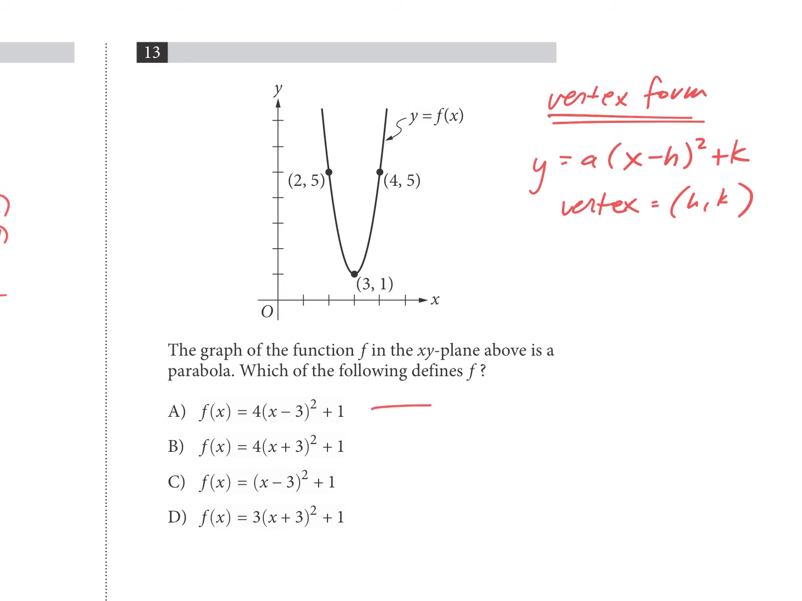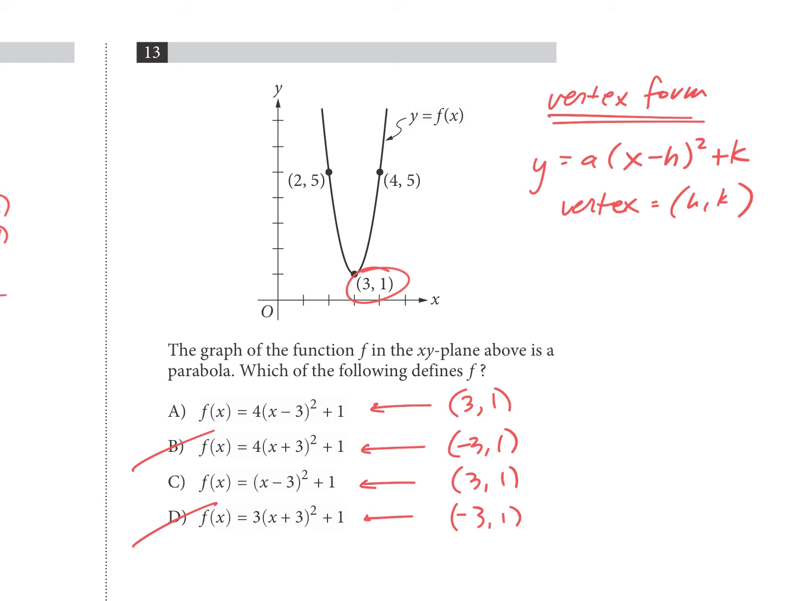So if I look at these choices, because these are all vertex form, I should be able to pull out the vertex. So the vertex of choice A, I'm not even looking at the graph, is (3, 1). The vertex of choice B is (-3, 1). Vertex of choice C is (3, 1), and the vertex of choice D is (-3, 1). So I look over here and I can see, yeah, the vertex is (3, 1). So right away, I should be able to go 50-50, right? Even if I'm just guessing, it's a 50-50 shot.